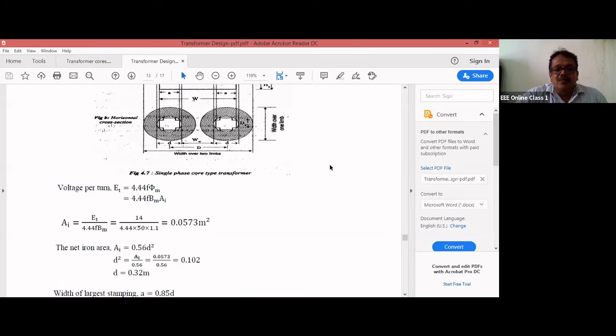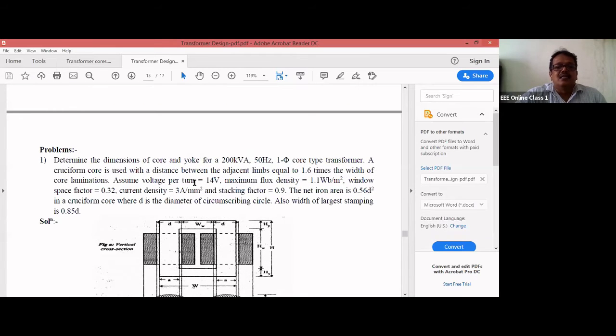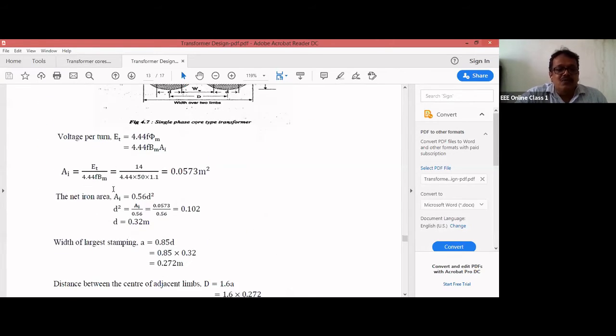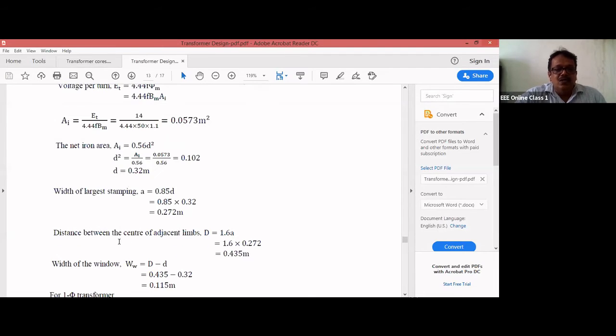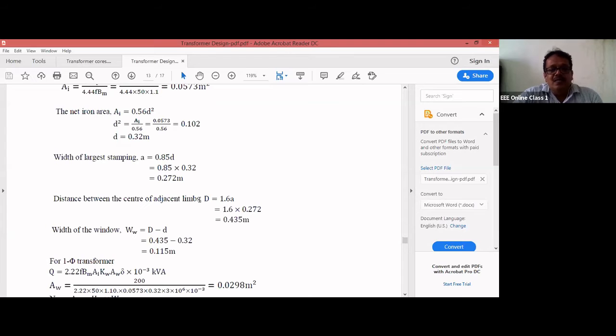Now, the distance between the centers of adjacent limbs. What is given in the problem? The distance between the adjacent limbs is equal to 1.6 times the width of the core. The width of the largest stamping A is 0.272. So the distance between the centers of the limbs, D, is equal to 1.6A, which is 1.6 into 0.272, giving 0.435 meter.